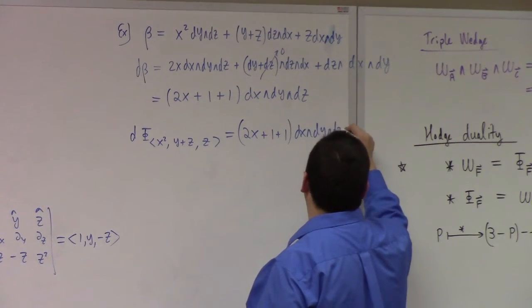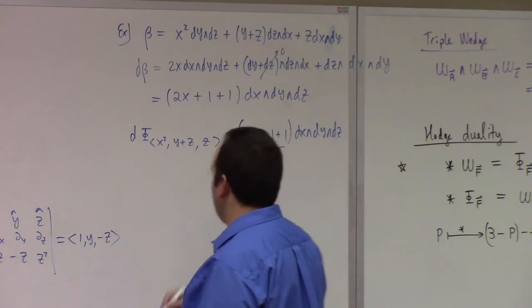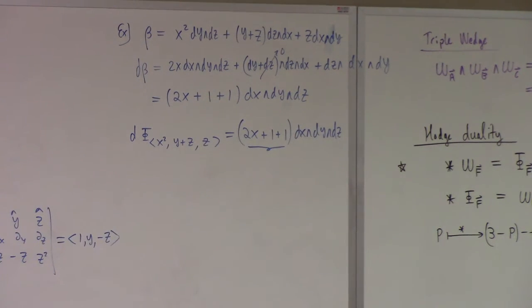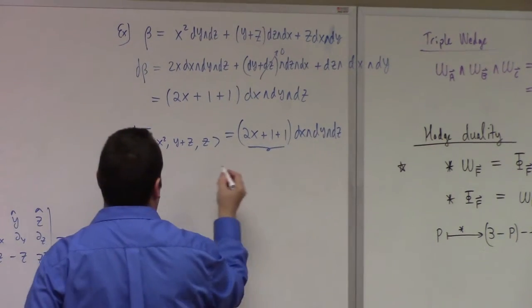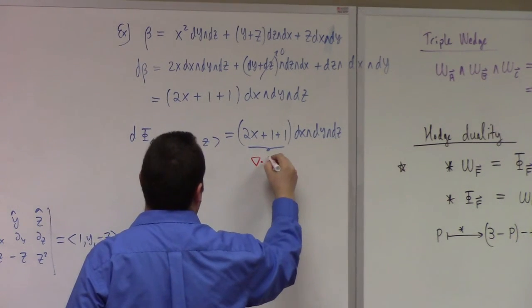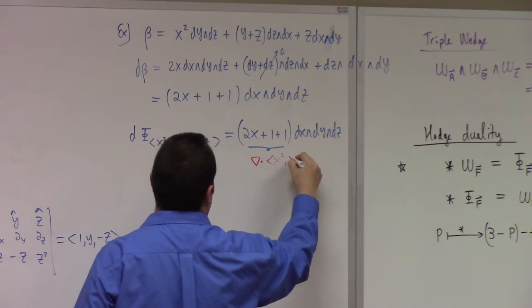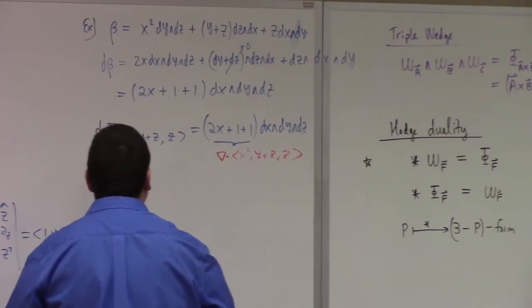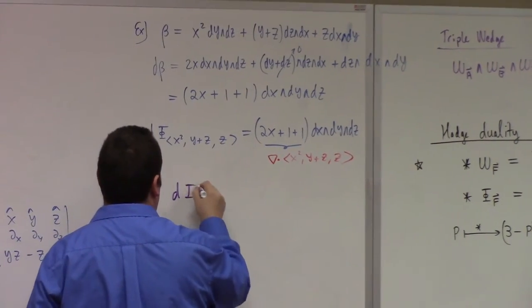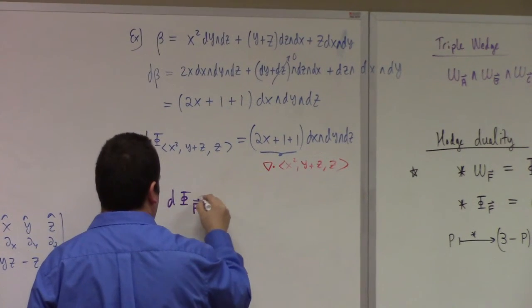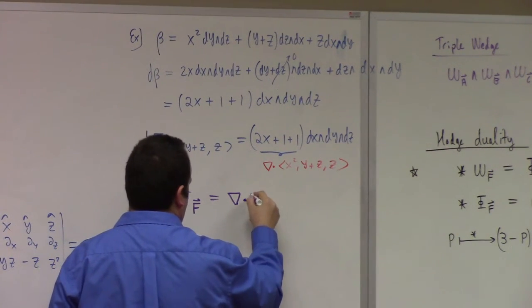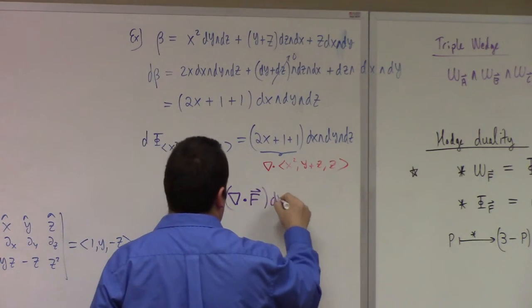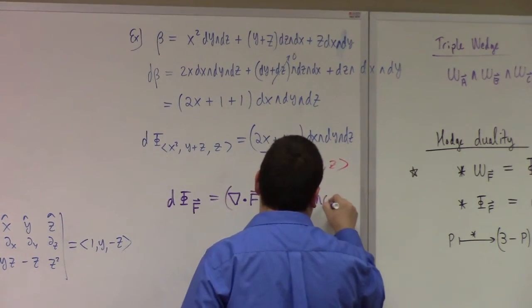Can you, what is this? That is the divergence. That's right. So what we have then, in general, says the divergence. And there's a general identity. Again, the differential of the flux form of a vector field F is the divergence of F dx wedge dy wedge dz.